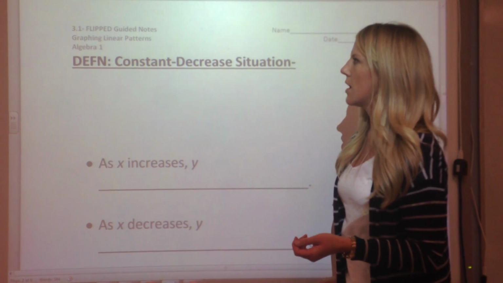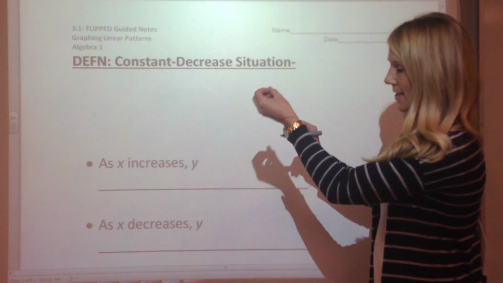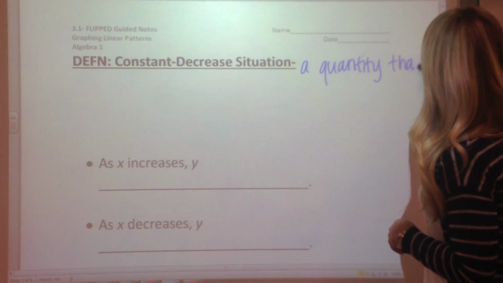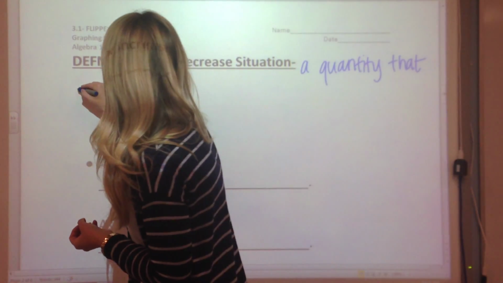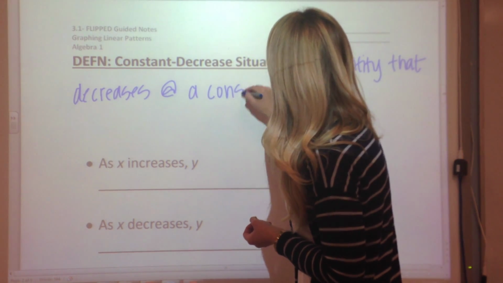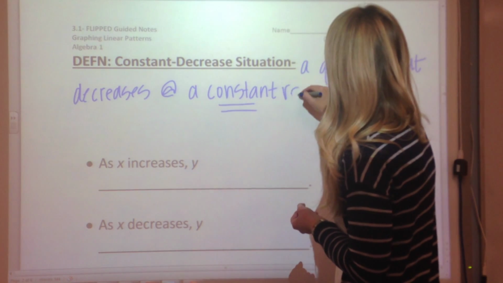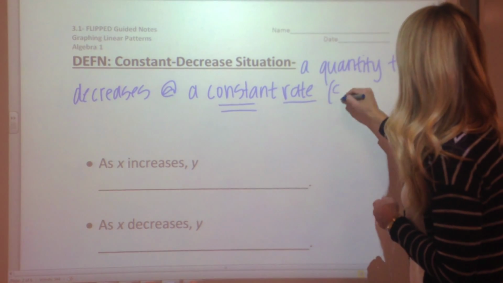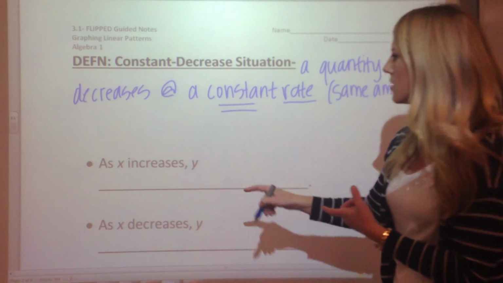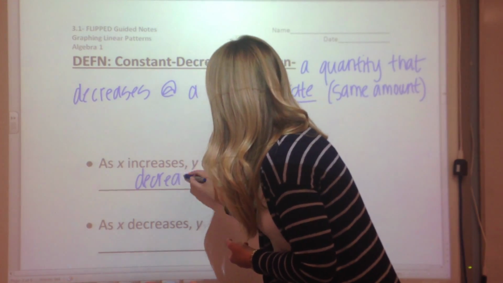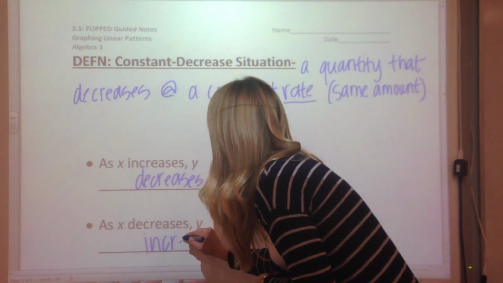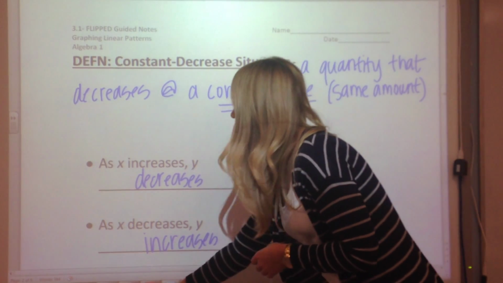So we went over constant increase, so what is constant decrease? Decrease gets smaller, so at a constant rate. So this is a quantity that decreases or goes down or decays, that's another word to use here, at a constant rate. So again, there's the word constant, and again, that just means the exact same amount. So with this situation, as x increases, y decreases. As x decreases, y increases. So if you notice, the values of x and y are going in opposite directions. So what might that look like?